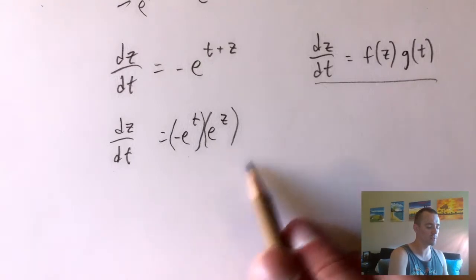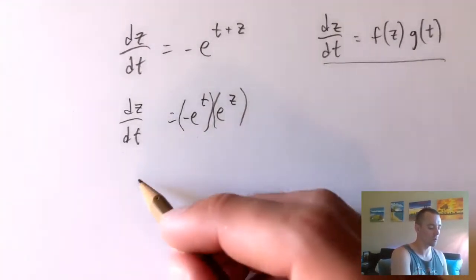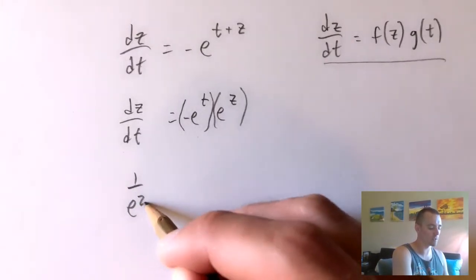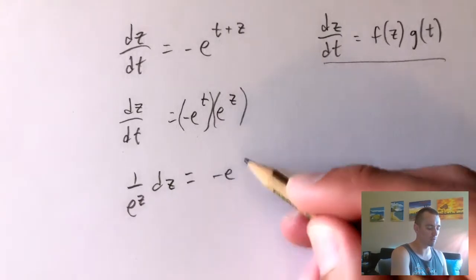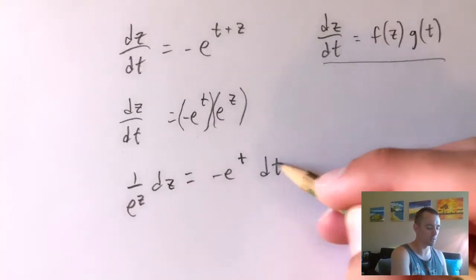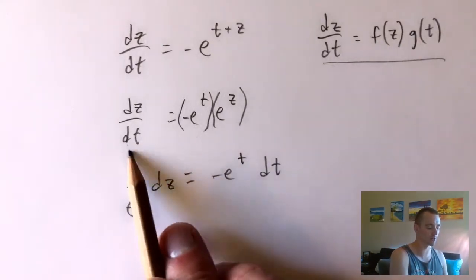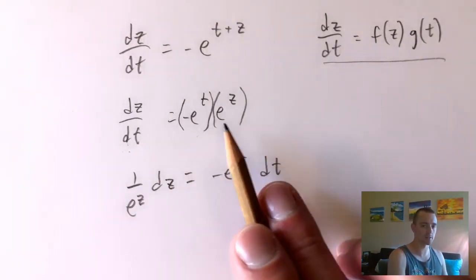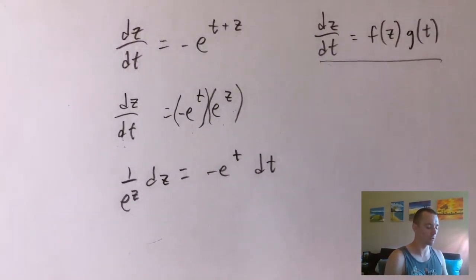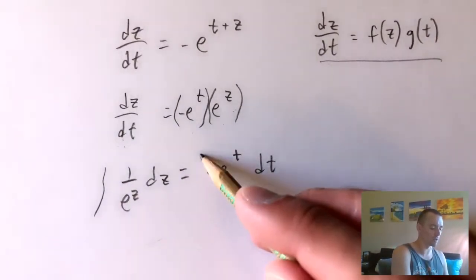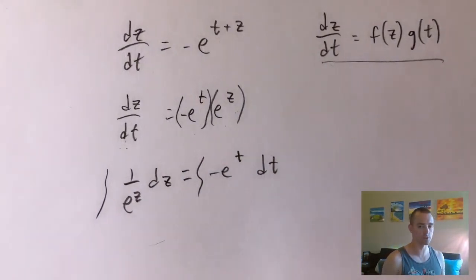So if we multiply the dt over and then divide the e to the z over, we're going to get 1 over e to the z times dz equals negative e to the t times dt. Okay, we just had to multiply both sides by dt, that would cancel it over here. Divide both sides by e to the z, it would cancel it on this side and move it over to that side. So now what we can do is throw an integral sign on both sides of our equation, and we can just integrate both of these equations separately.